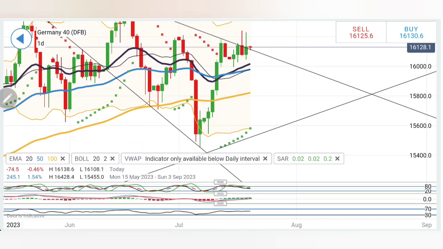Considering this, I will recommend you to sell here at 16,100. However, 16080, 16050, two support levels, and then 16,000, the third support. Below 16,000, we may see a further crash.